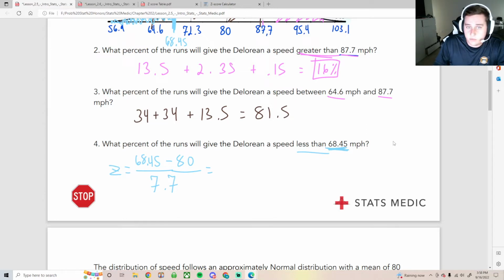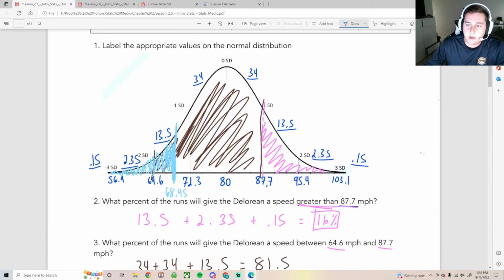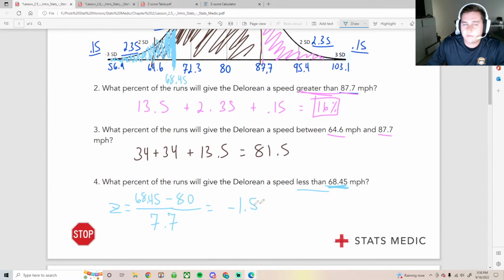Your calculator will do this. So do this piece in your calculator. All this right here, do this in your calculator. When you do it in your calculator, let's see, what do we come up with? This should be negative 1.5, after you simplify.